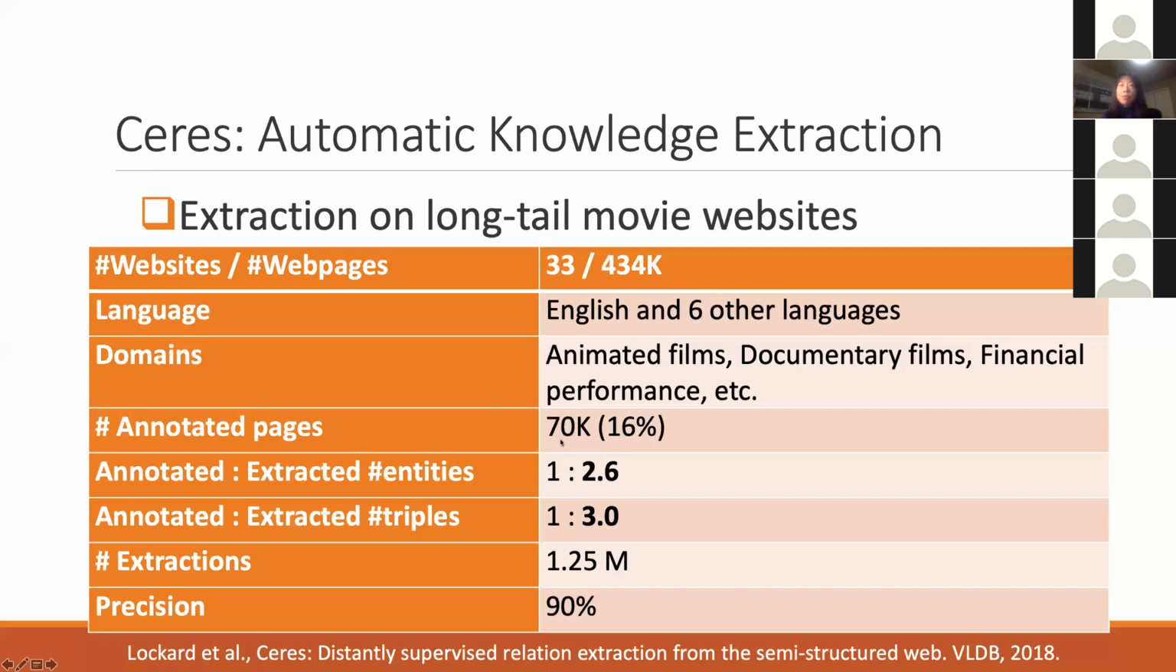So we are able to automatically annotate 16% of the pages. For each page we annotate, we are able to extract from 2.6 pages. In other words, we add 1.6 entities. And for each triple we annotate, we are able to extract 3 triples, or in other words, we add 2 more triples. And in total, we get 1.25 million extractions with precision 90%.